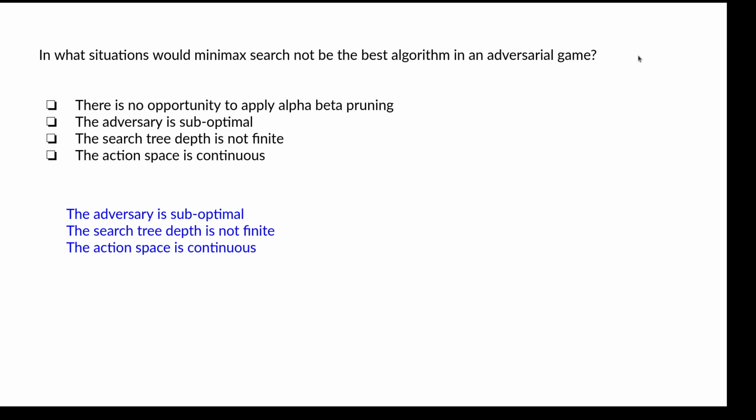If it is not finite, then any algorithm will not be complete. Where to stop? And the action space is continuous, also, this is a situation where it is not going to work. Now, next question: minimax game is similar to what? DFS, BFS, iterative DFS, or none?